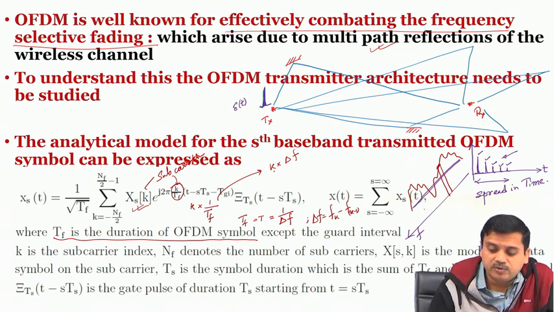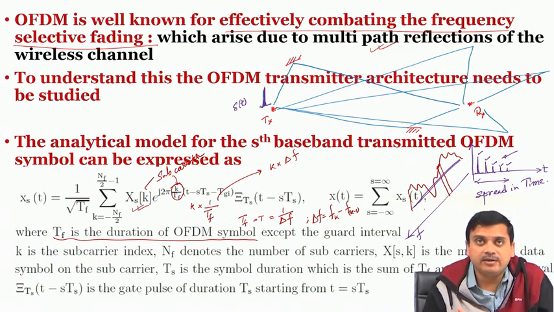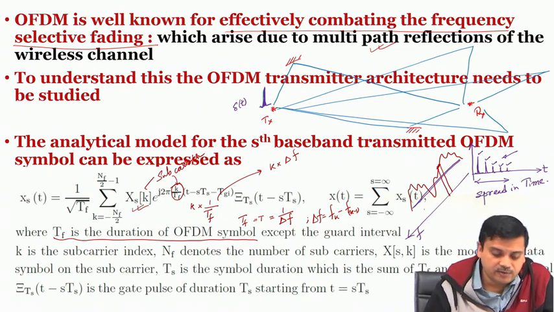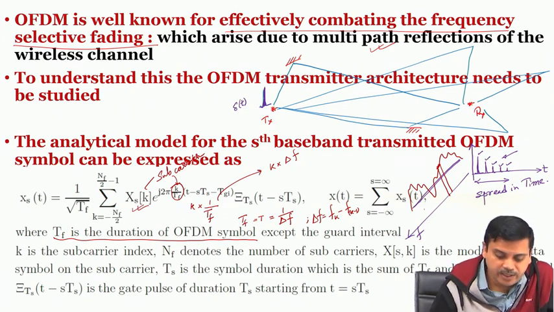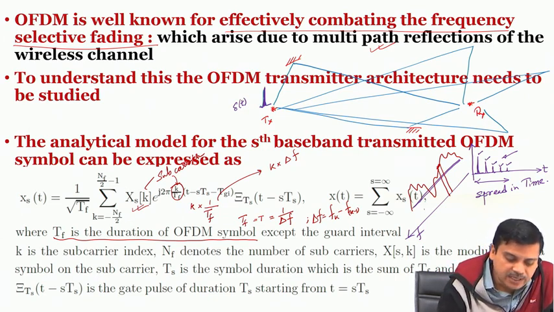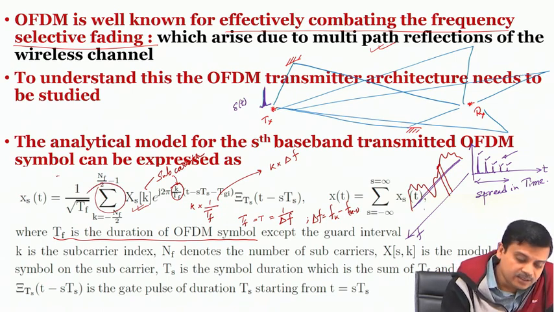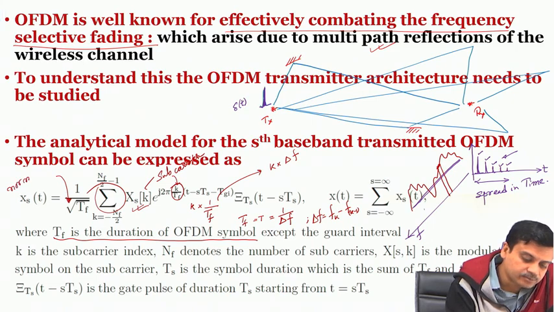So, if k is equal to 0, you have the DC carrier, if k is equal to 1, you have the first fundamental frequency, and so on. All right. And all of them are appearing simultaneously. So, therefore, there is a summation and there is a normalizing factor.